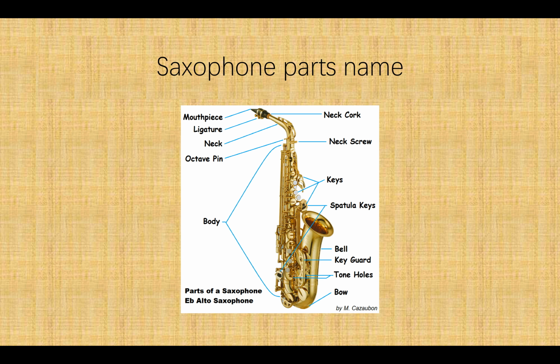On this page, the pictures show you some parts of saxophone and what their names are. From the top to the bottom, the first part is called mouthpiece, and then neck cord, ligature, neck, octave pin, neck score, and the body part includes keys, spatula keys, bell, key guard, tone holes, and the bow.